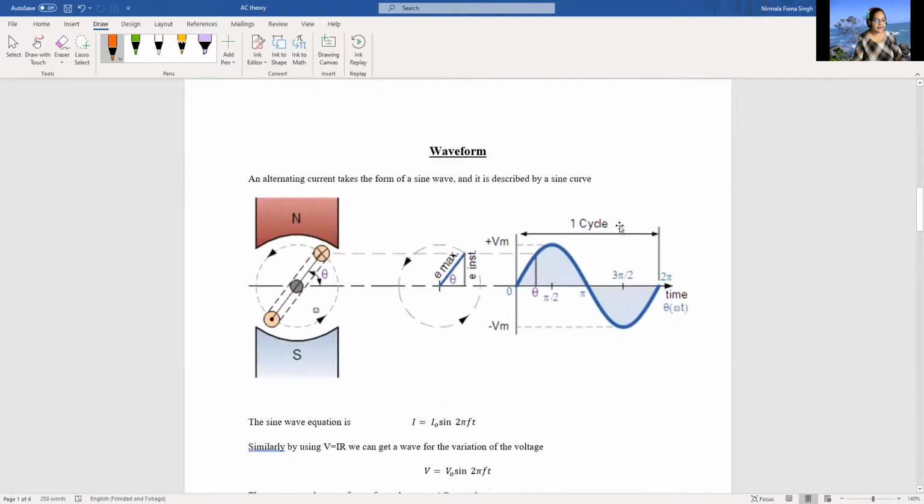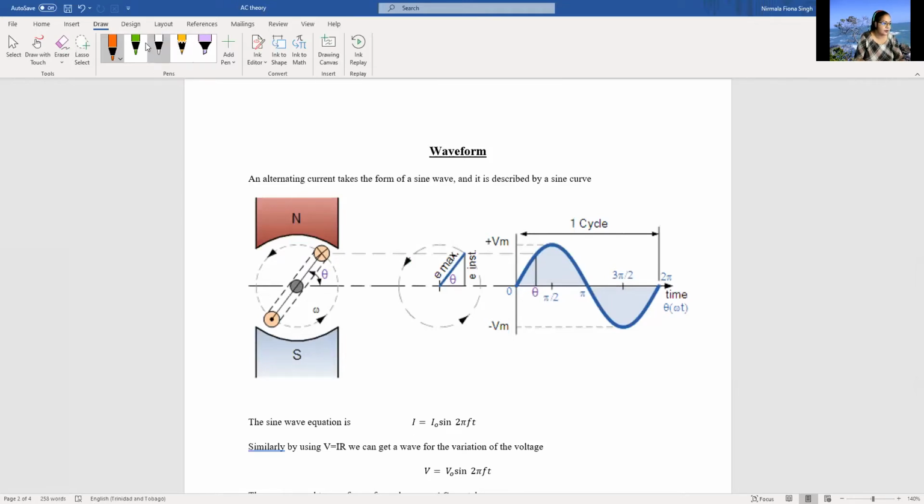So let's look at this. Continue reading waveform. An alternating current takes the form of a sine wave, and it is described by a sine curve. So here we just looked at how the coil is rotating through a magnetic field.